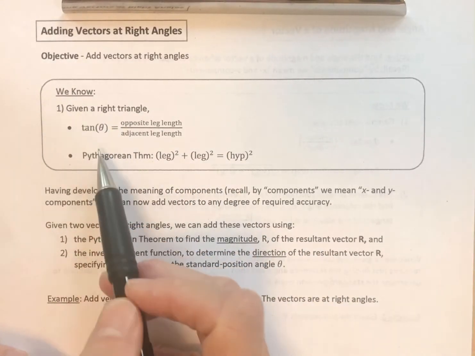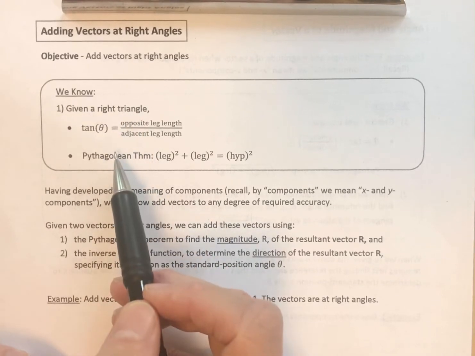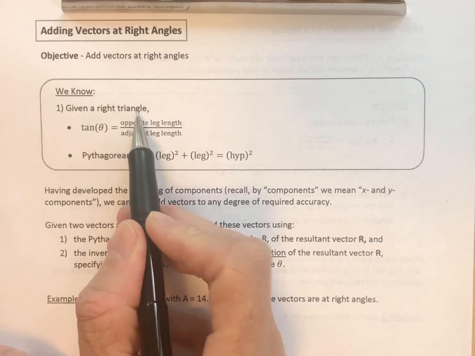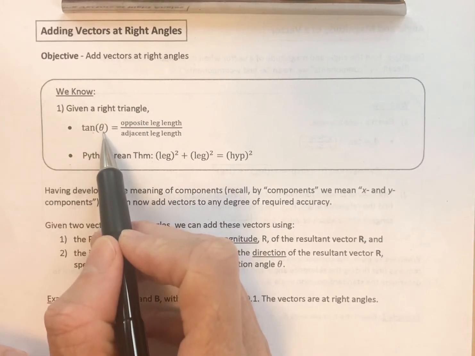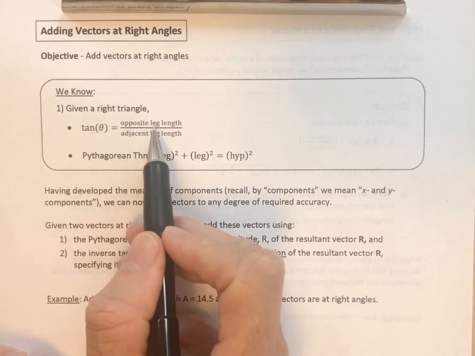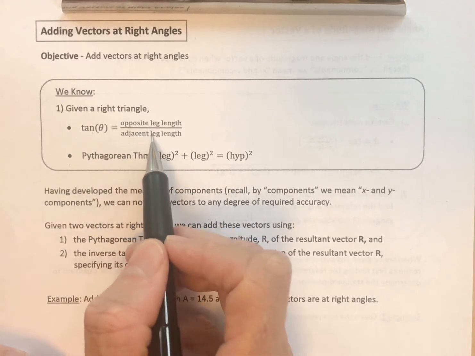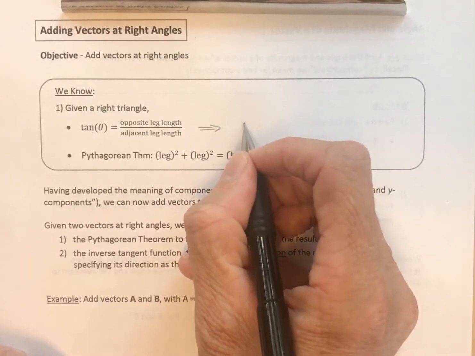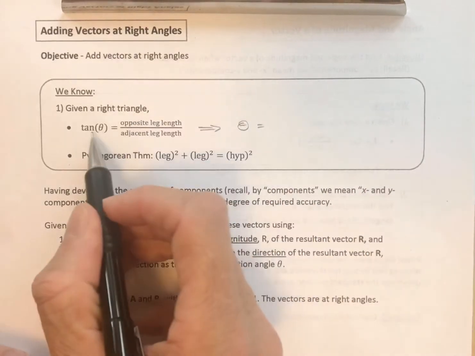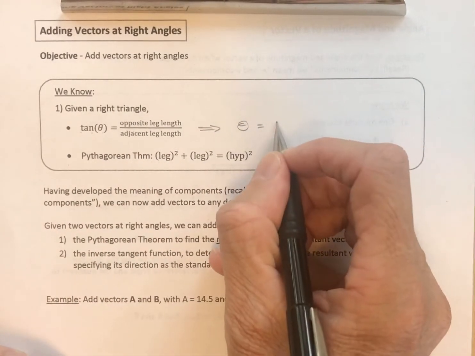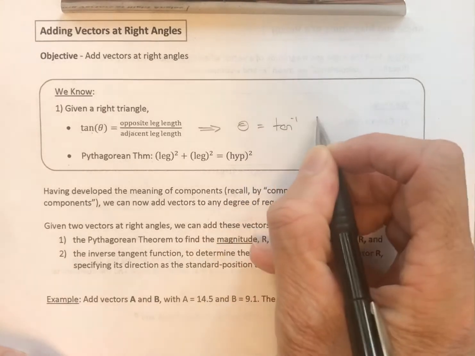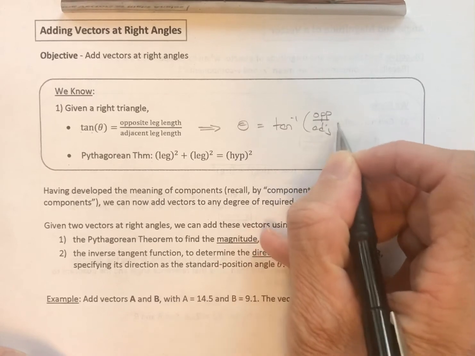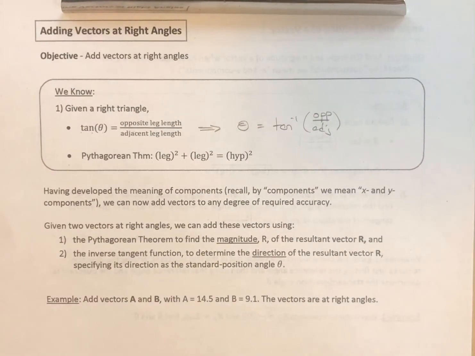We know this key thing about right triangles. Given a right triangle, the tangent of the acute angle is equal to the opposite leg length divided by the adjacent leg length. And this leads us to the idea that we can solve for theta, the angle, by taking the inverse tangent of both sides. So theta is equal to the inverse tangent of the opposite leg length divided by the adjacent leg length. We saw that previously.